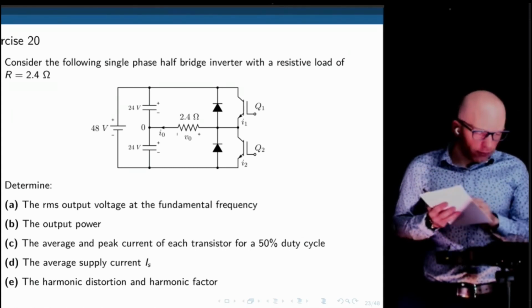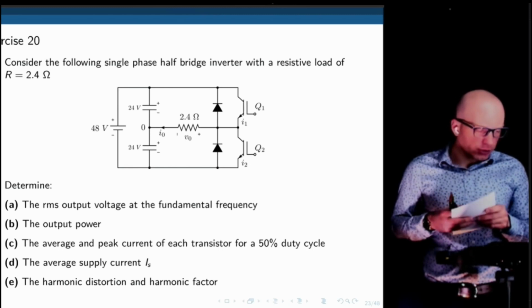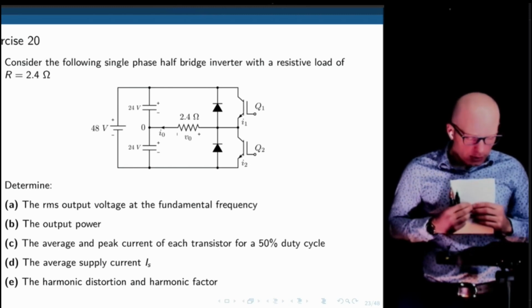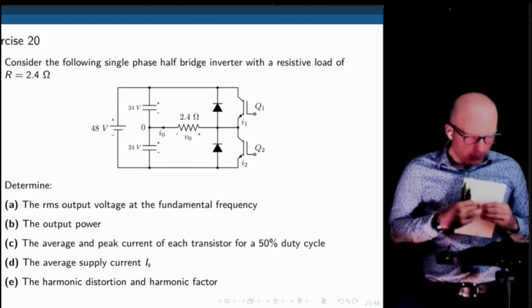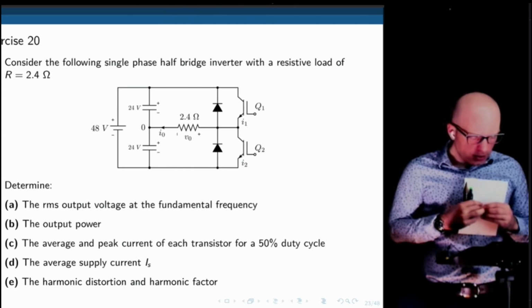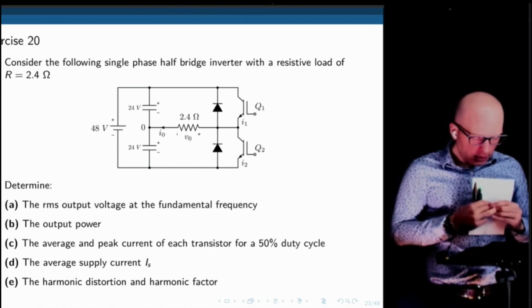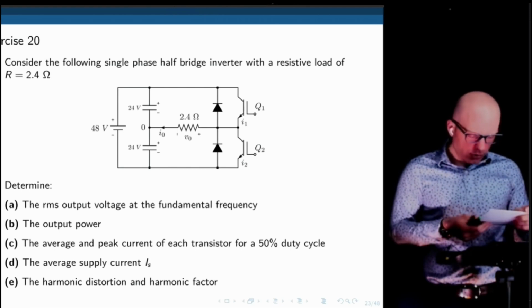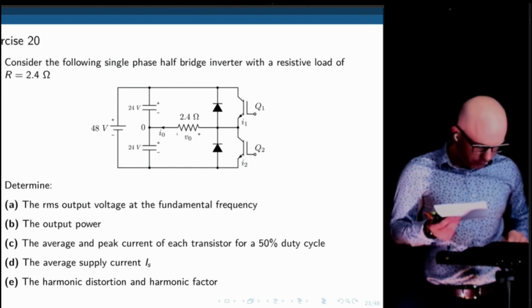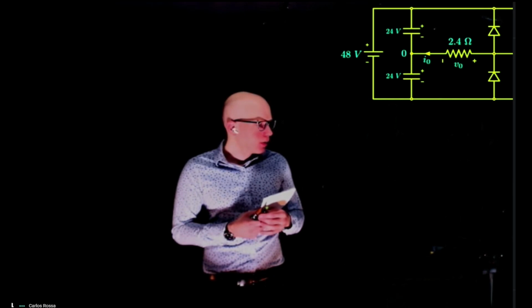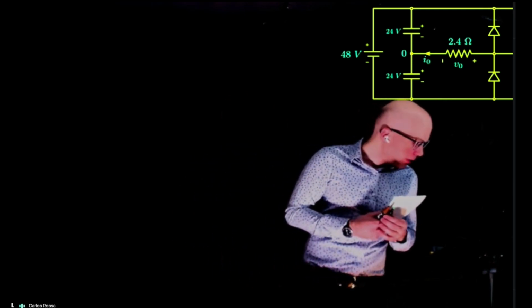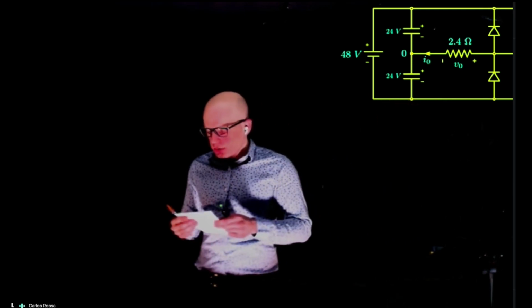The following single-phase half-bridge inverter has a resistive load of 2.4 ohms. Determine the RMS output voltage at the fundamental frequency, the output power, the average and peak current of each transistor for a 50% duty cycle, the average supply current, and the last one you're going to skip. So this is the circuit we want to work with.